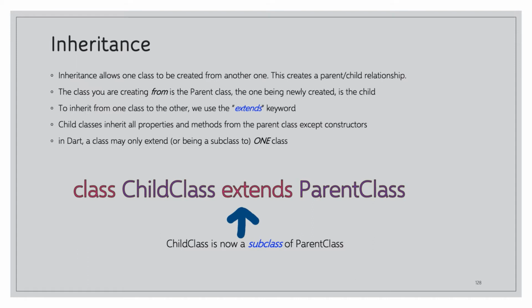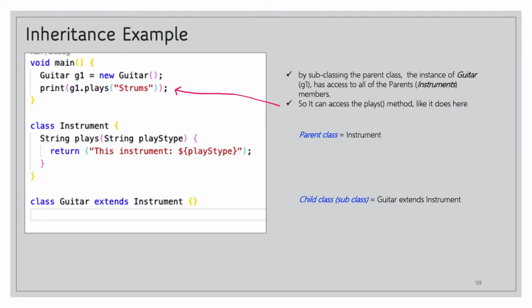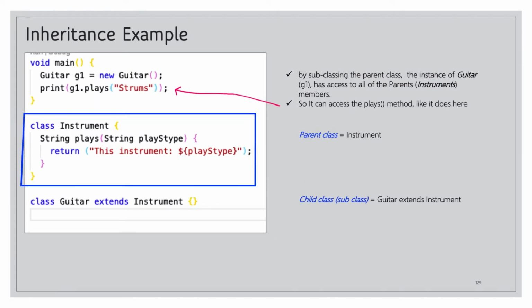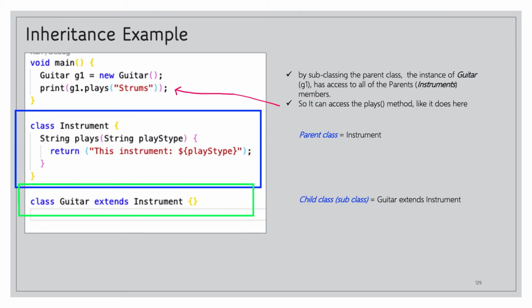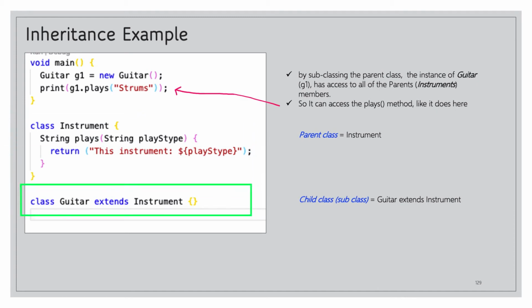So the syntax would look like this. Class, child class, extends parent class. So now child class is a subclass of parent class. All right, so let's look at an example. We have two classes here. We have the instrument class and we have the guitar class. Guitar extends instrument. So guitar is a subclass to the parent class instrument.